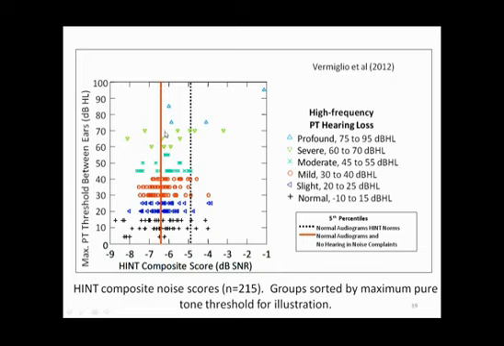So is it possible to have a HINT score that's within normal limits and yet the patient will still report some hearing in noise difficulty? The answer is yes. How did we norm the HINT? We normed the HINT on individuals with normal audiograms. We did not ask anybody if they had difficulty recognizing speech in noise. We normed this test the way people throughout the literature have normed their tests.